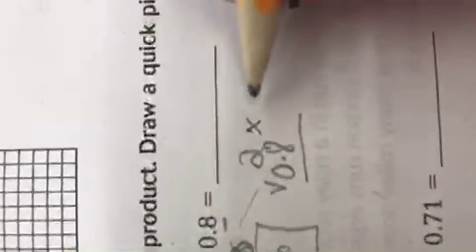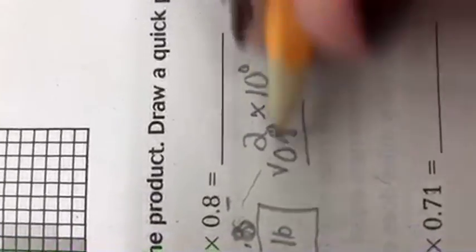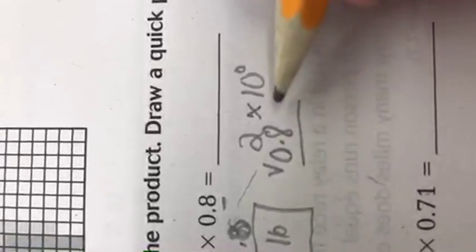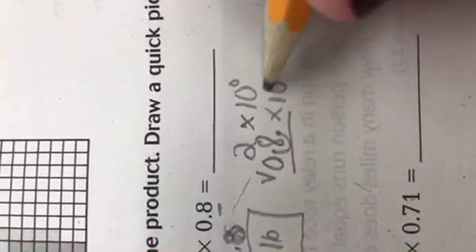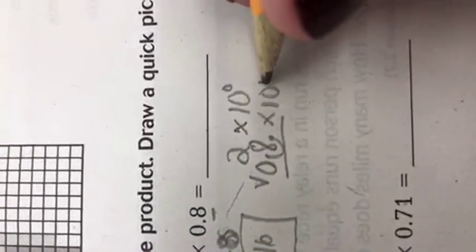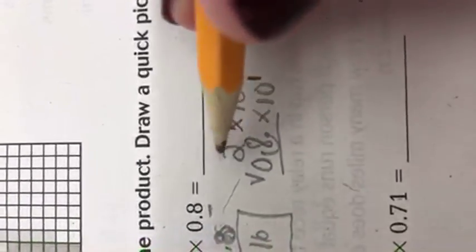Because this is already a whole number, I'd be multiplying it by 10 to the power of 0. I don't need to move the decimal, but here I do need to move the decimal. I need to move the decimal over 1 time to make it a whole number, so this would be times 10 to the power of 1. So now I multiply it just like a whole number.